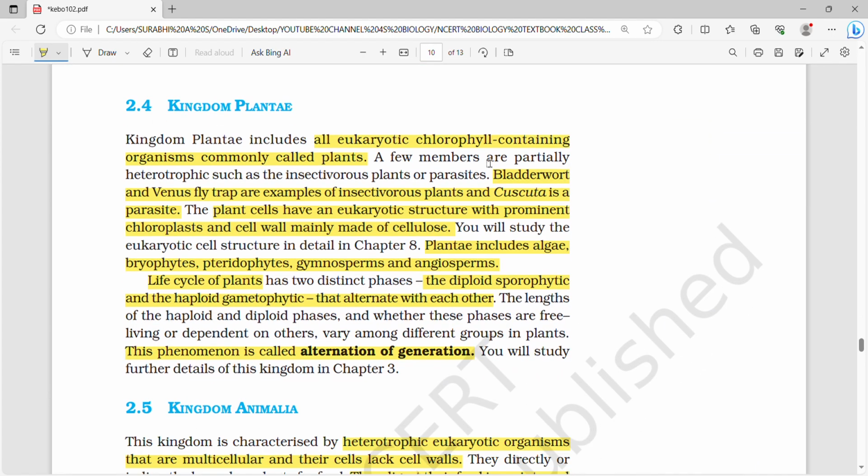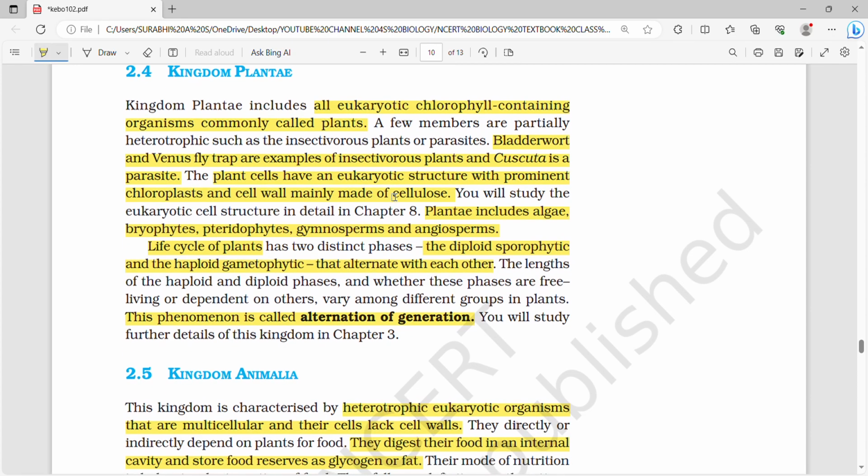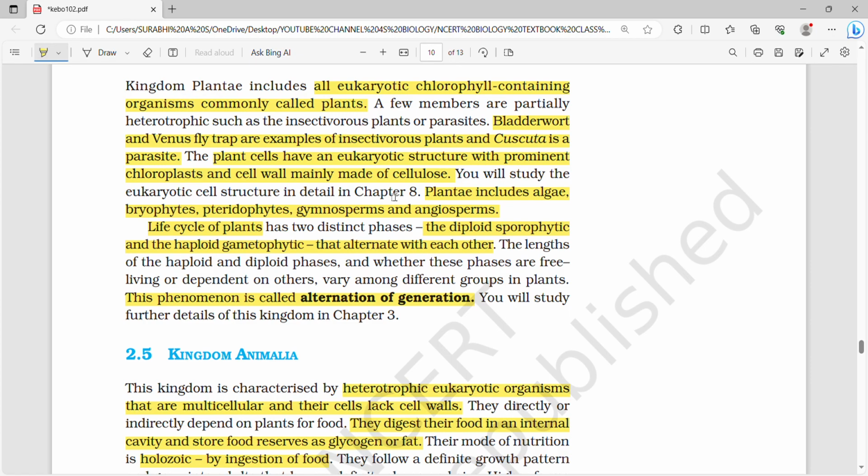Now fungi is done. Let's move on to the kingdom Plantae. You'll learn also in plant kingdom. Kingdom Plantae includes all eukaryotic chlorophyll containing organisms commonly known as plants. So bladderwort and Venus flytrap are examples of insectivorous plants, and Cuscuta is a parasite. The plant cells have a eukaryotic structure with a prominent chloroplast, and the cell wall is made up of cellulose.